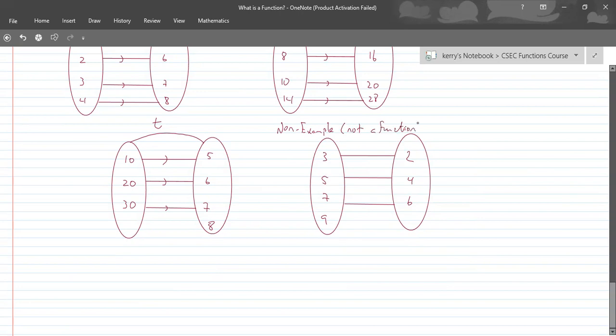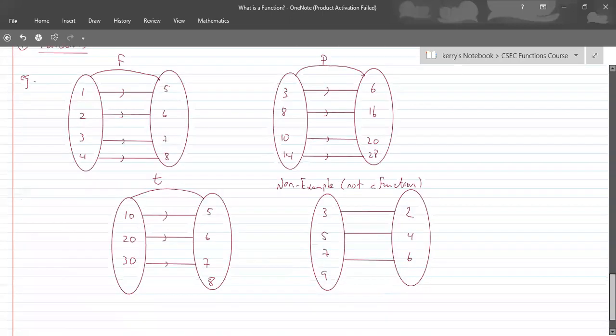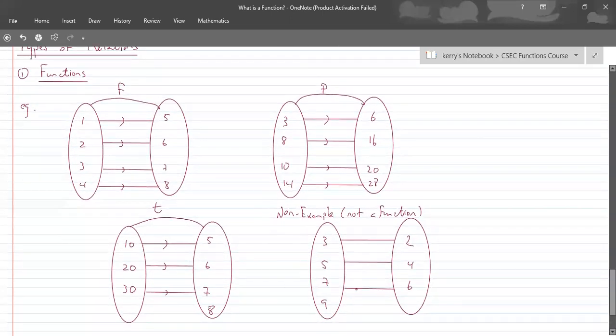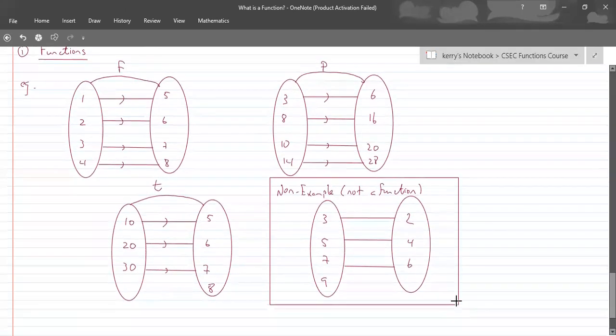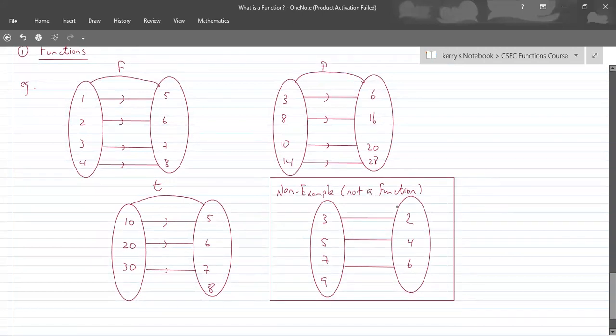Again, feel free to pause and see if you can figure it out now, comparing these four. This one here is a non-example. It shows you that this is one type of relation which is not a function. Feel free to pause the video to figure it out. So what we see here is that for a relation to be a function, each input value must be mapped onto only one output value.